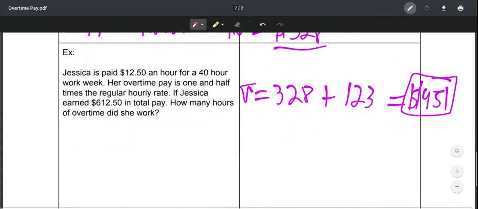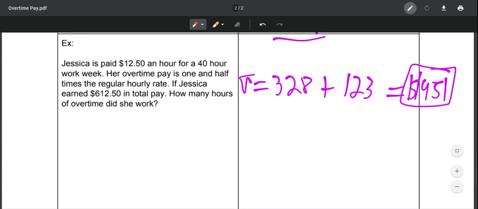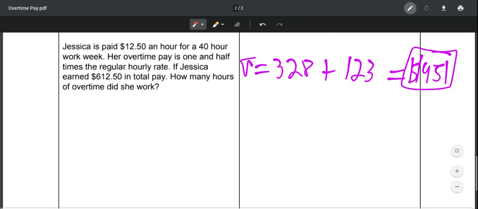All right, let's look at another example. In this example, you're going to be presented with 2 scenarios. One's going to be to find the overtime pay, or you find your total, and then another one's going to be to find how many hours of overtime you work. So they'll give you a total, and you'll have to figure out what the overtime hours are.